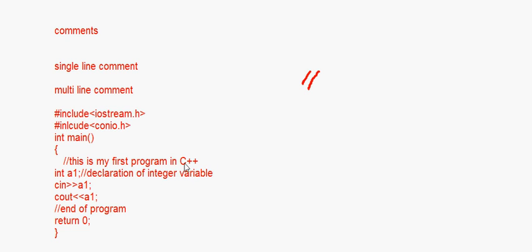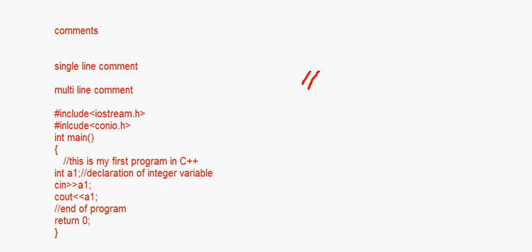So this is my first program in C++, end of program, and here int a1. After that we have a semicolon. So after that you put two front slashes. It is the beginning of a line basically. That line is started with two front slashes. So that is declaration of integer variable. This is also a comment, right? So wherever we want, we can give a single line comment in the program.